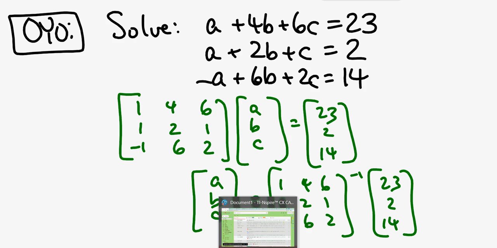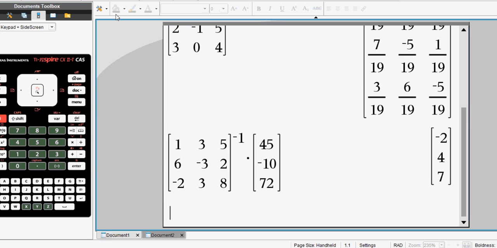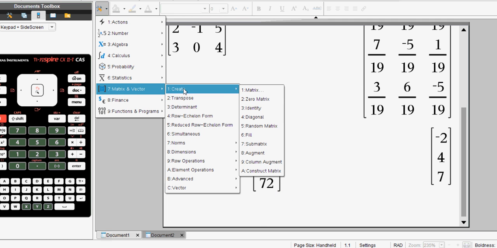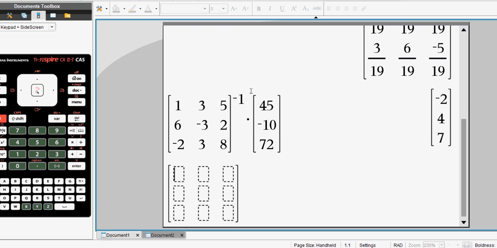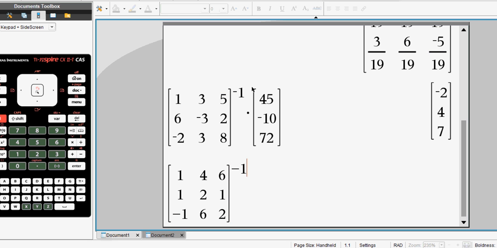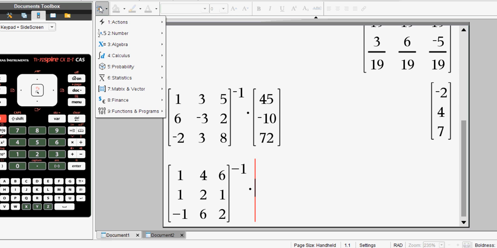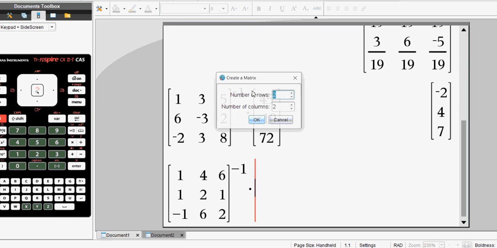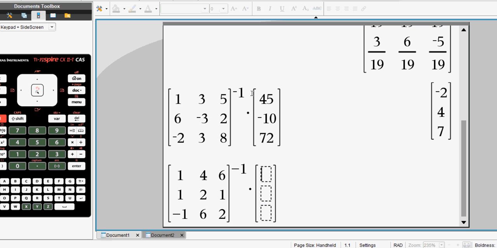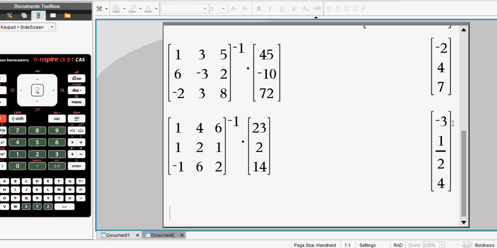So let's go back to the place where we do that. We're going to create a matrix. It's a 3 by 3, and that's 1, 4, 6, 1, 2, 1, negative 1, 6, 2. We want the inverse of that times another matrix, and that matrix is a 3 by 1, and it's 23, 2, 14. And we get that A is negative 3, B is 1/2, and C is 4.